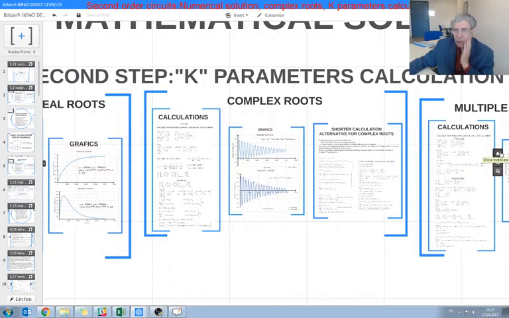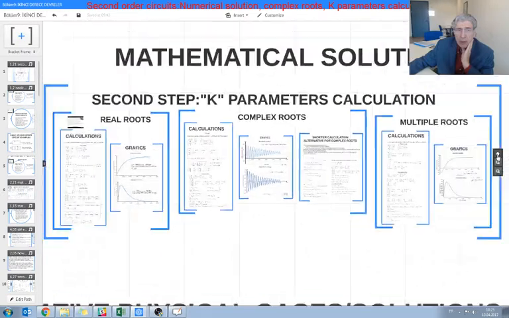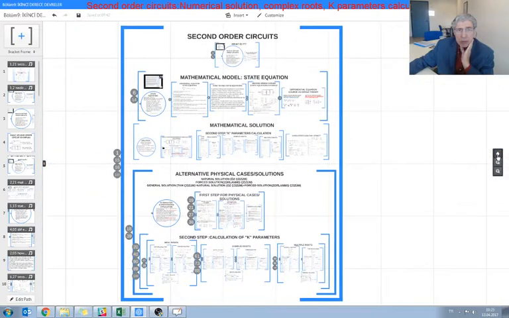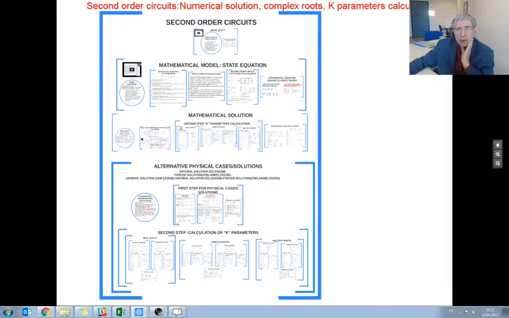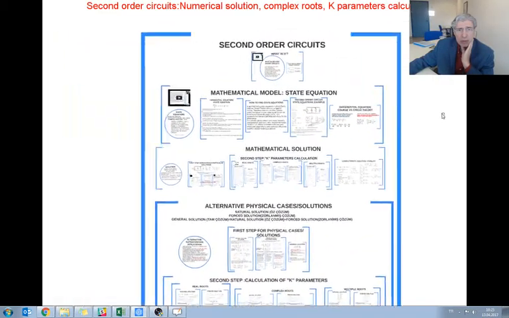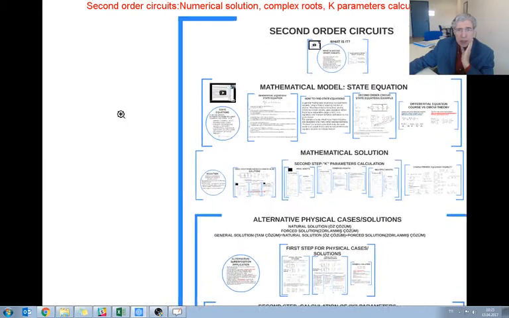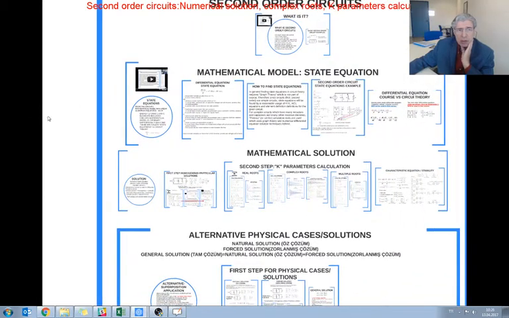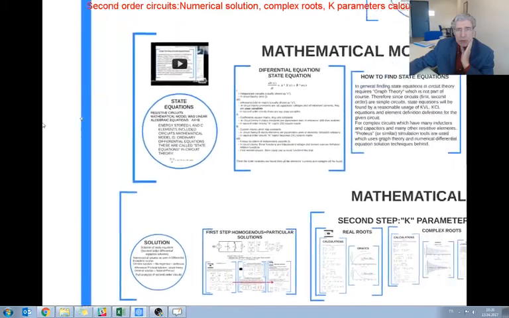Let me explain to you what we have done and what we will be doing. We were examining second order circuits. We found the mathematical model first. For an example, we examined that. That is the example that we have chosen.